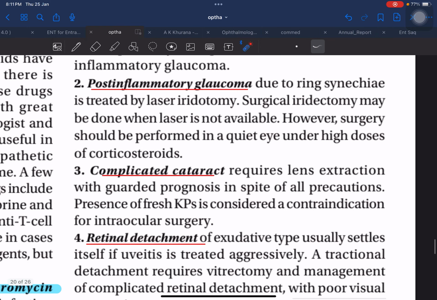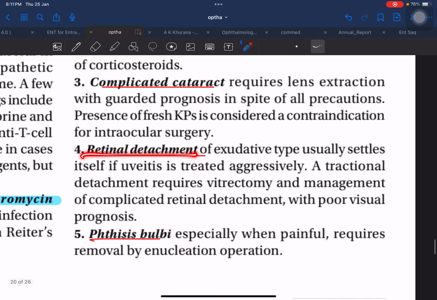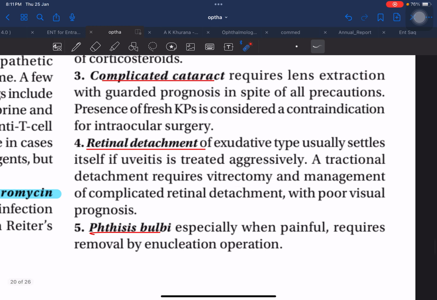In complicated cataract, what we do is lens extraction, contraindicated if there is presence of fresh keratic precipitate. In retinal detachment, if it is exudative type, it settles itself if treated aggressively. If it is tractional type, vitrectomy and management of complicated retinal detachment can be done. If it is phthisis bulbi, especially when painful, it requires removal by enucleation operation.